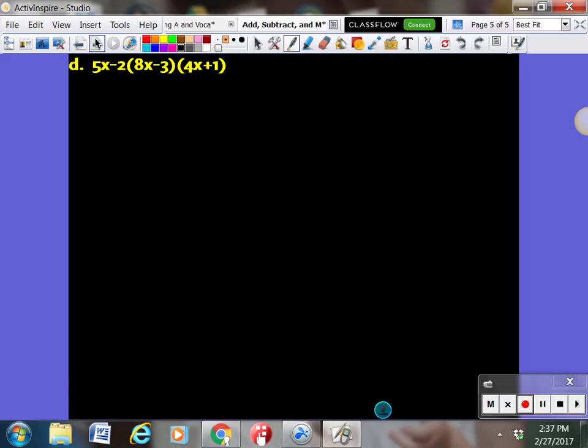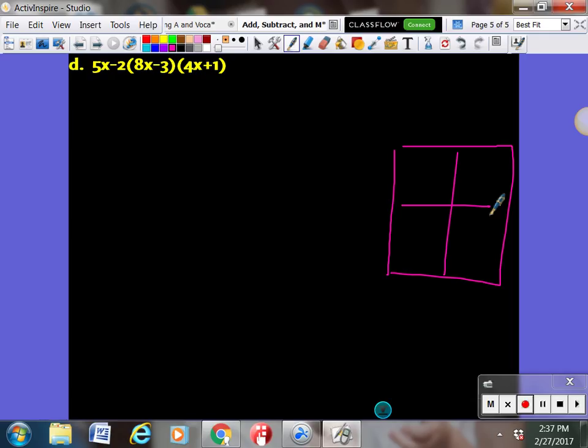The final problem we're going to look at is 5x minus 2, parentheses 8x minus 3 times 4x plus 1. So my first step here is going to be to multiply 8x minus 3 times 4x plus 1. Since I'm multiplying two terms by two terms, I'm going to use the box. So I have 8x minus 3, and I have 4x plus 1.